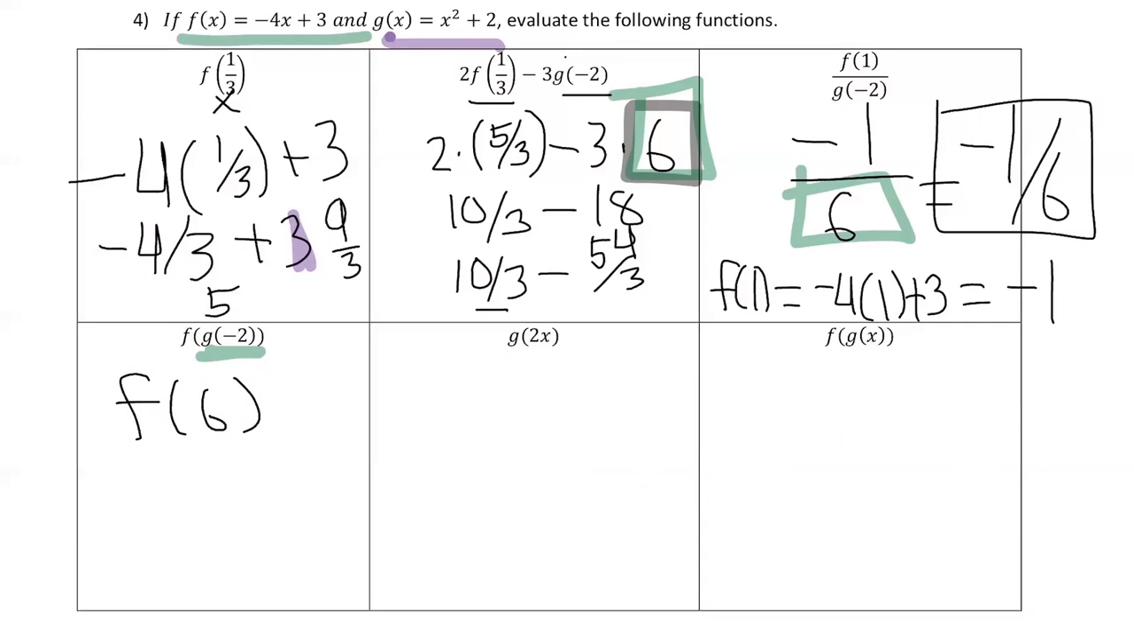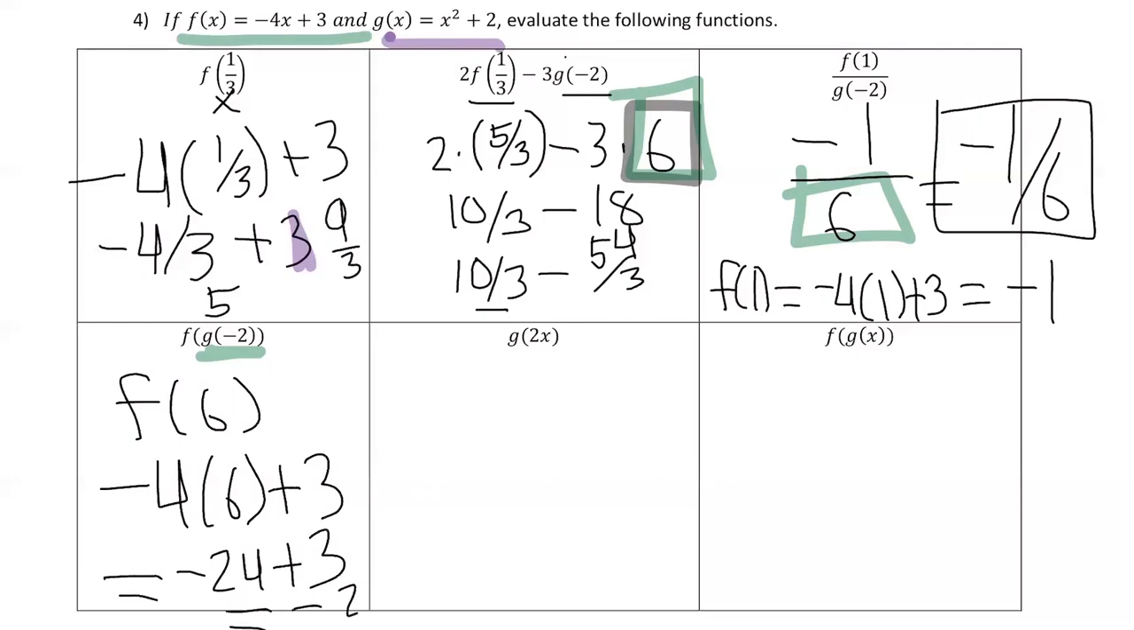That would be -4 times 6 plus 3. You're doing the f function. Work that out: -24 plus 3. That would be -21.